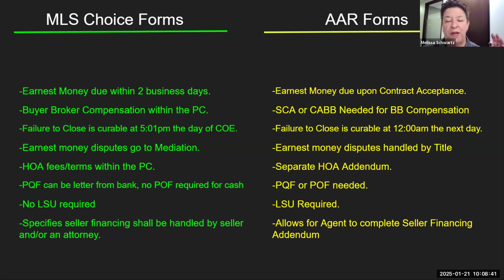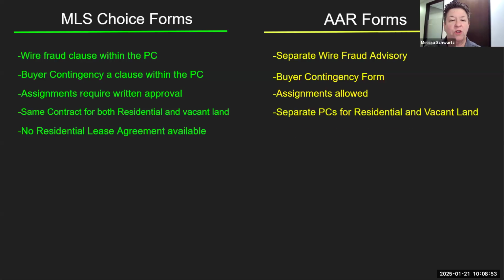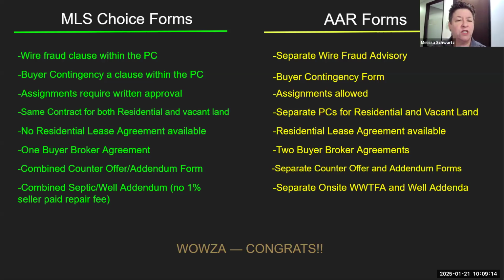Specify seller financing is to be handled by the seller or an attorney. It's pushing it away. Of course, the AAR contract actually has documents for seller financing. All right, we've got a whole other page of these. There are 16 total things that have been identified so far. Wire fraud is within the PC. Buyer contingency is a clause within the purchase contract. Assignments require written approval. I think most of us can agree that would be a welcome change from our AAR contract. So there's some positive changes here, some concerns other places, right?